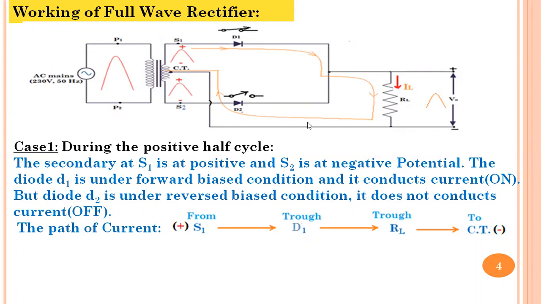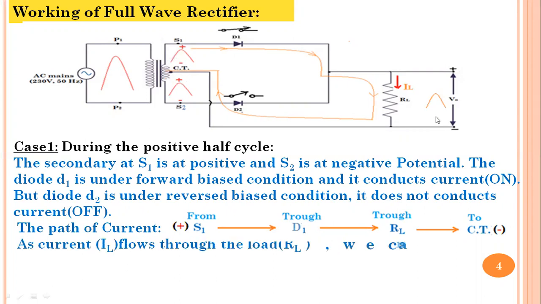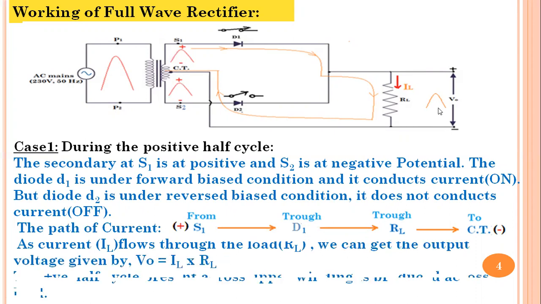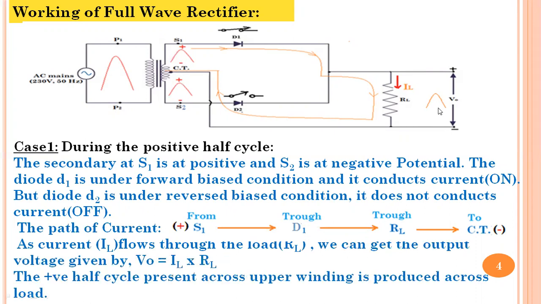So in this way, the resultant nature of the waveform present between S1 and CT will be brought same as it is to the output. So we'll get the output VO equal to the voltage present across the upper winding, in the same nature. The positive half cycle present between S1 and CT will be brought same as it is to the output as a part of rectification.